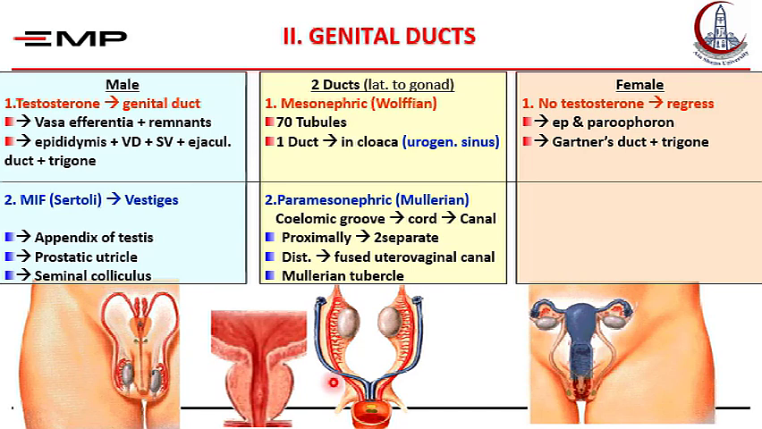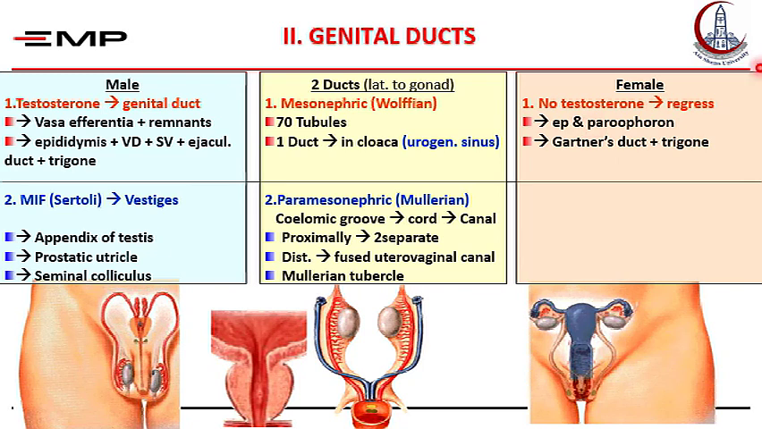Okay, let's see what happens in the female. In the female, we don't have either testosterone or Mullerian inhibiting factor. These two hormones are absent. So if these two hormones are absent, by default, the development will go towards the female development track.